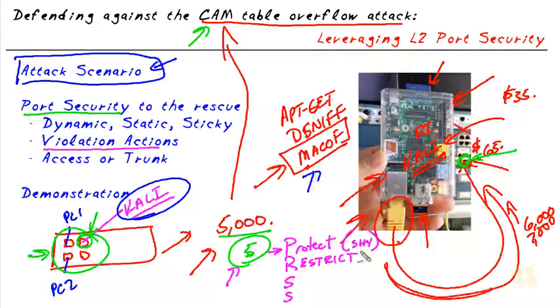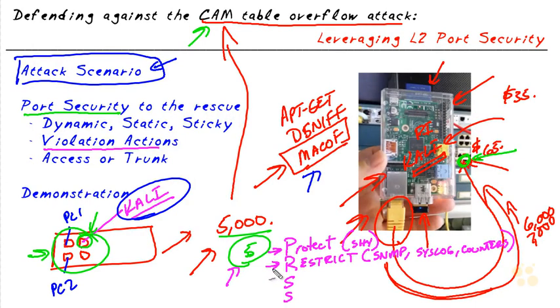And restrict does the same thing that protect does, except it's all about sending alerts and messages. So there's SNMP if you have it configured. There's syslog. The counters are going to increase every time there's a violation. And we want that information. We want to know that something's happening on our network, like an attack, like a CAM table overflow attack. So that's why we would likely use restrict instead of protect.